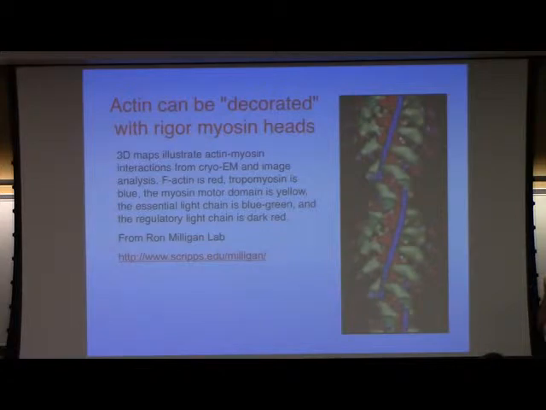Another thing you can do is what's called decorated actin. You can take just the myosin heads, and if you take ATP away, they're going to bind really strongly, this rigor binding. So essentially this is the actin thin filament, and every binding site has a myosin head stuck to it. They're sort of coming off like this. And that's why they call it decorated actin.